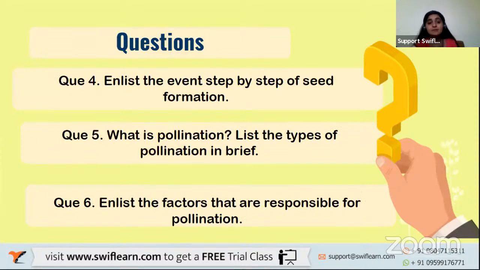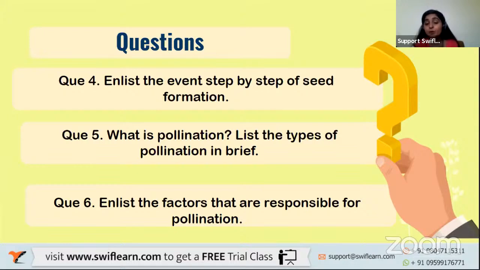Further, a few more questions here. Enlist the events, step by step, of seed formation: how it happens when the pollen grains reach the stigma, what happens after that. Explain it in detail. Please, these questions can of course be there in your school assignments as well, where they can ask you even to draw and then list down the steps of how the events are happening, like how the seed formation is happening. Then comes another very, very important question, that is, what is pollination?